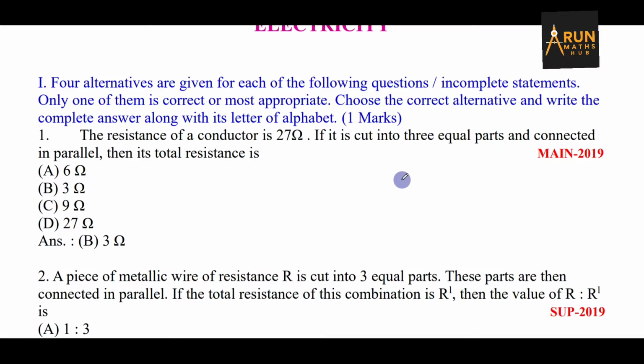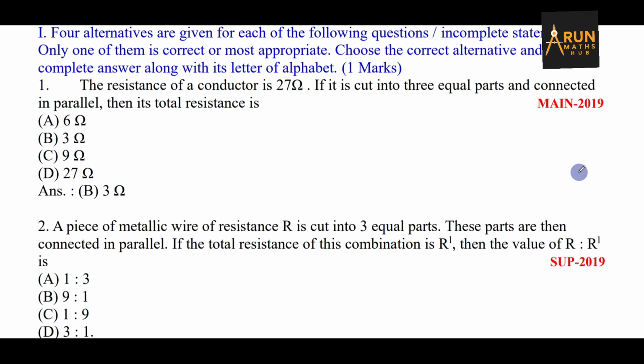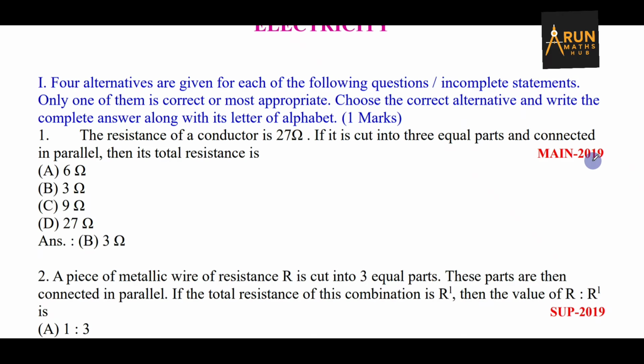First, the MCQ question. It was asked in March examination 2019. So here it indicates the exam paper in which it has appeared. This question appeared in the main exam 2019. The resistance of a conductor is 27 ohm. If it is cut into 3 equal parts and connected in parallel, the total resistance is?